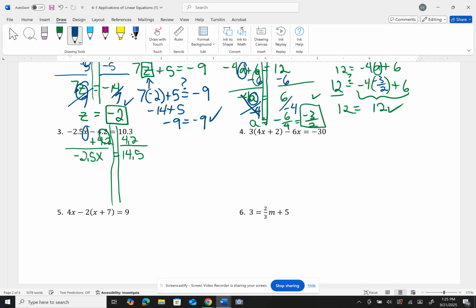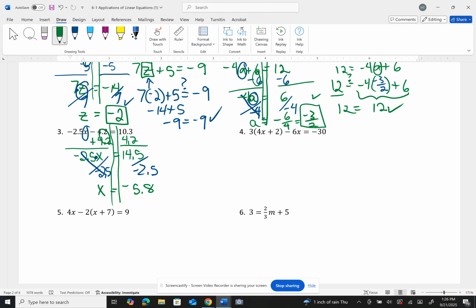All right, now I need to get rid of that -2.5, and there's a multiplication symbol in between those two. So I need to undo that by dividing by -2.5, because that causes that to be 1x, which is x on the left. And then I just take the 14.5 and divide it by the 2.5. And I didn't even put in the negative because I already knew it was going to be negative since those signs were different.